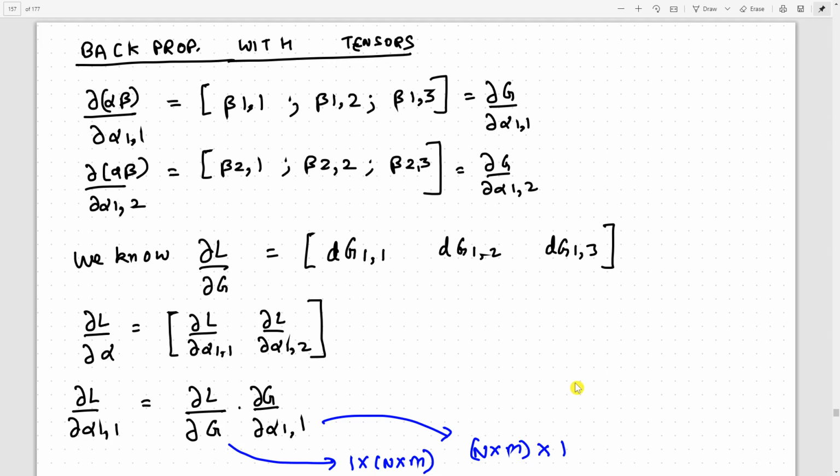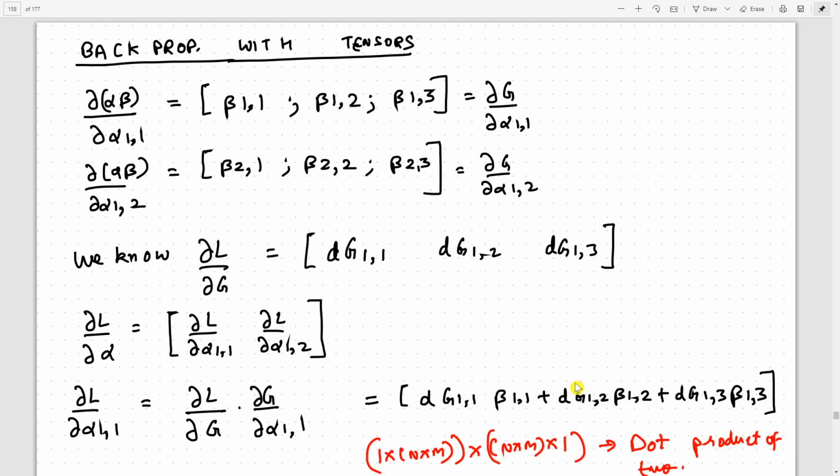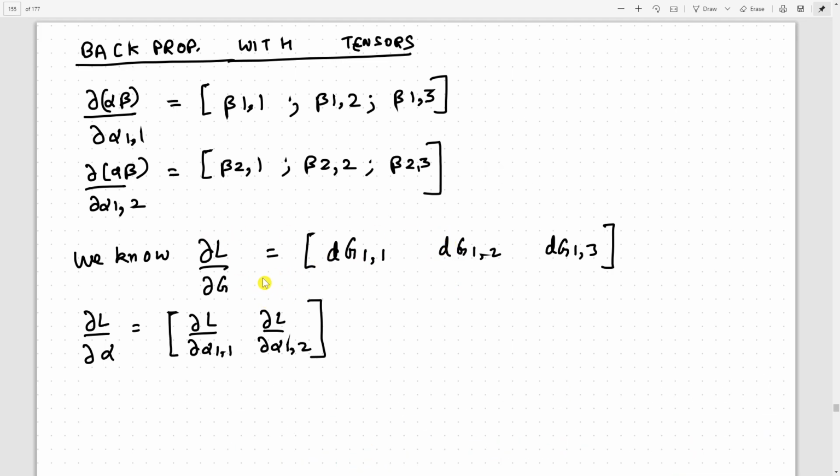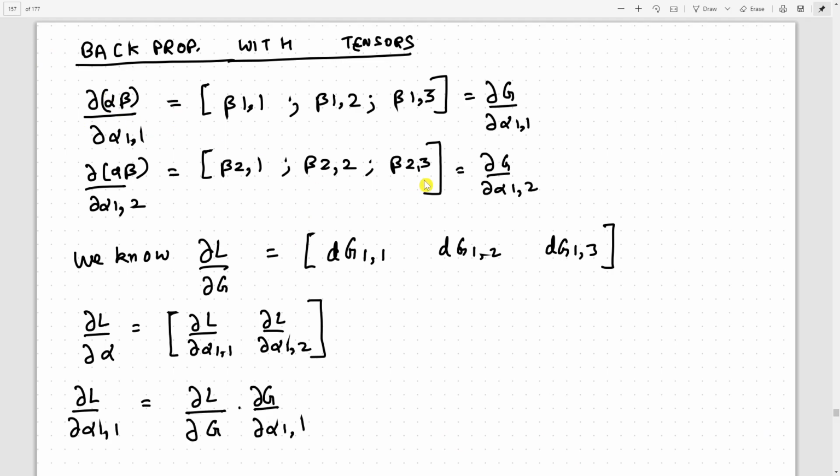And since you have both of them of the same shape, what you can then think of it as, it's actually the dot product of these two quantities, of these two vectors. So dot product of del L by del G and del G by del alpha 1 1. If you do that, you'll get a scalar. Does the scalar make sense?